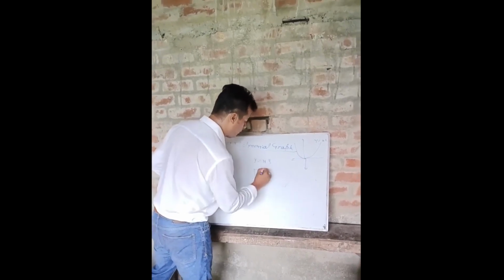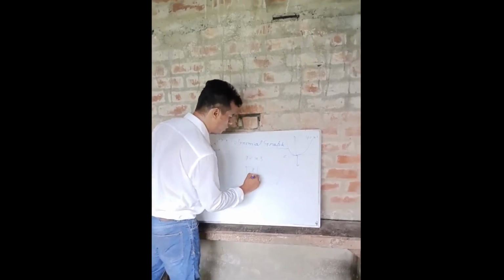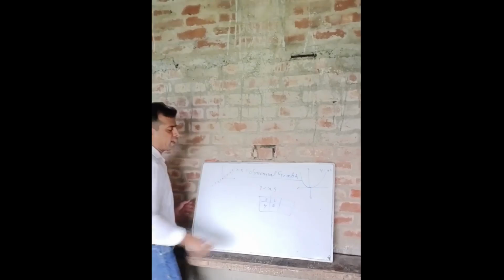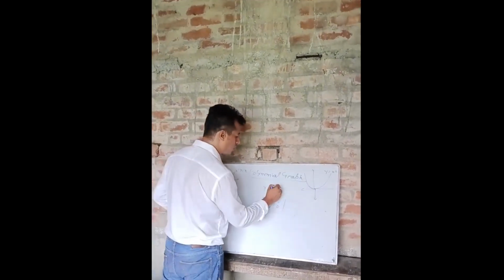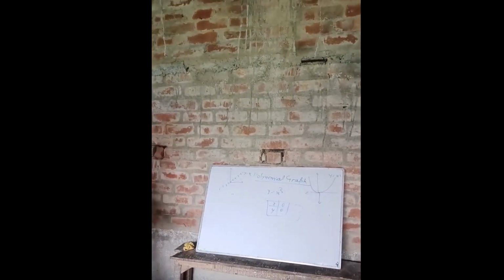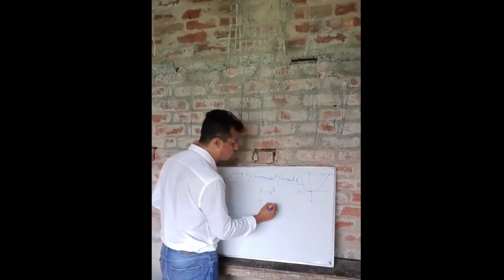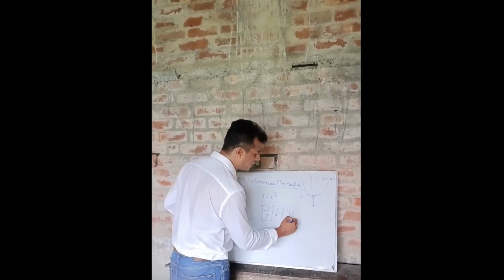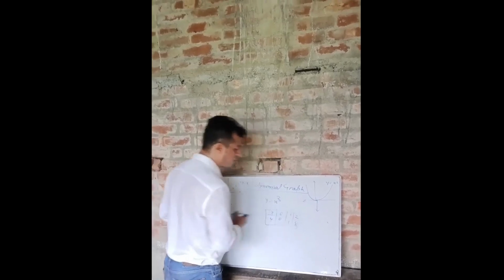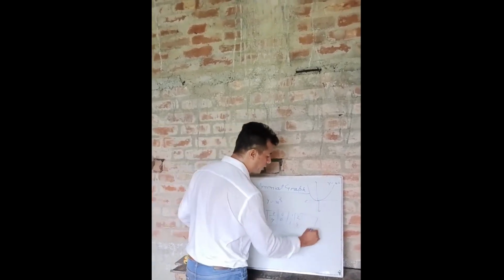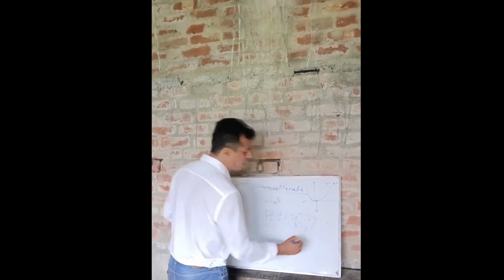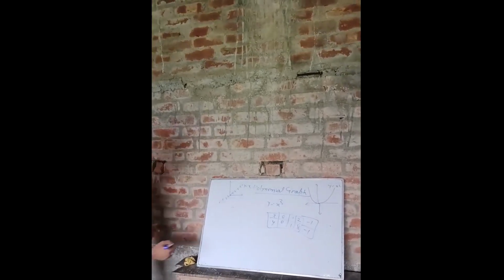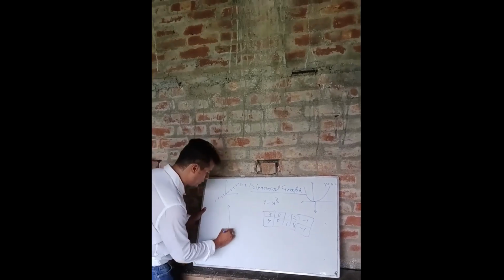We put x equals 0, and y is again 0. If we put x equals 1, we get y equals 1. If we put x equals 2, this time we get y equals 8. Again, if we put minus 1, we get minus 1. So the graph looks like this.